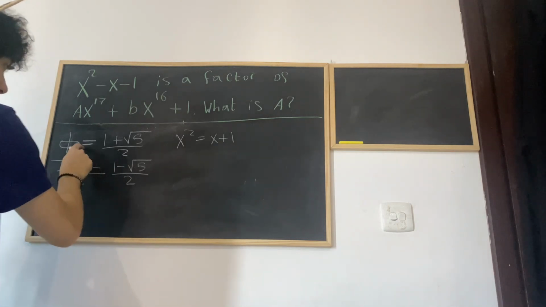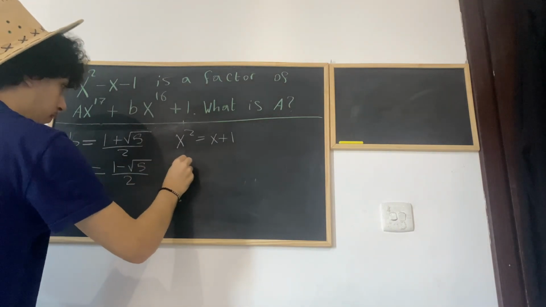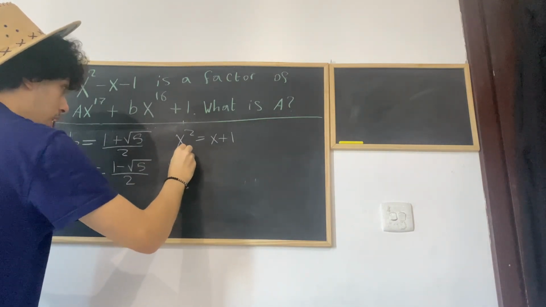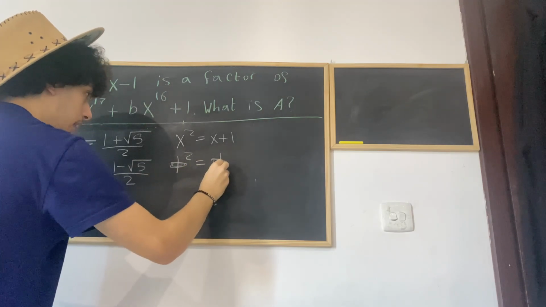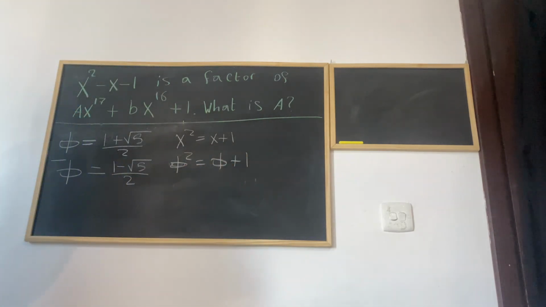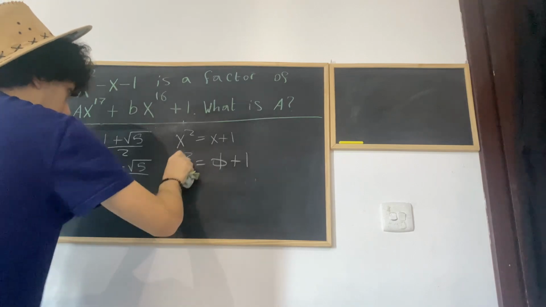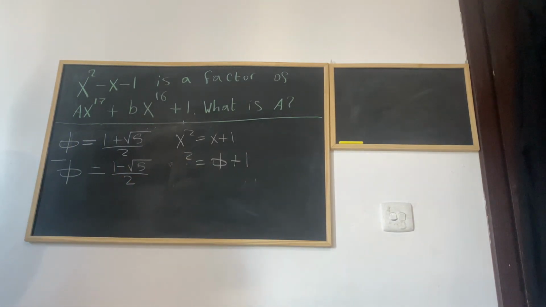Now let's substitute a root in. Let's use the first root. So phi squared is equal to phi plus 1. Let me just rewrite that phi squared because it looks a bit off, I'm not gonna lie.